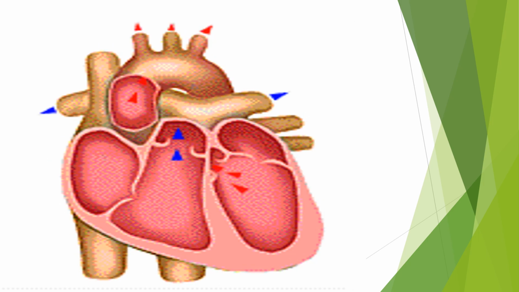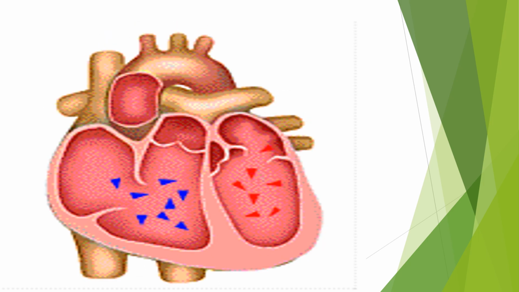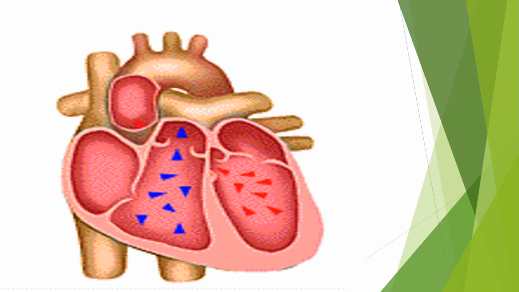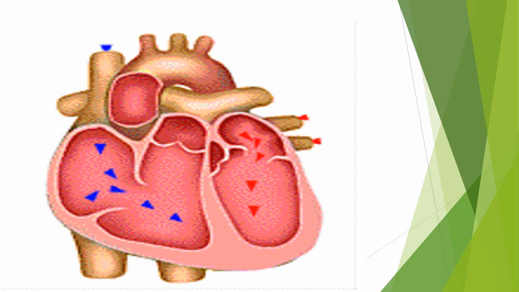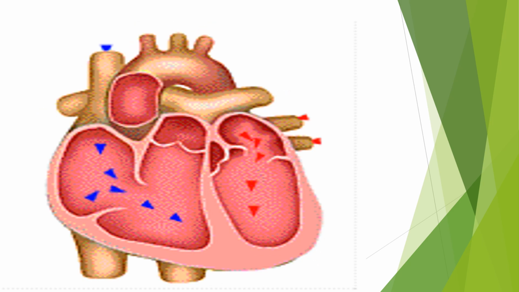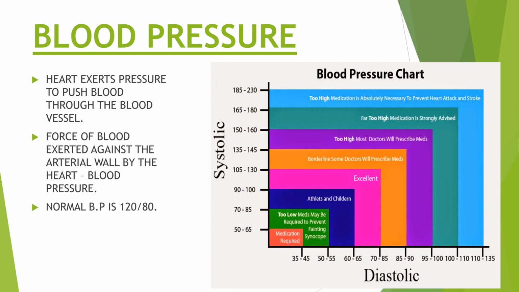The force of blood exerted against the arterial walls of the heart is called the blood pressure. Now it varies from one person to another and has two limits, the upper and the lower. So the blood pressure is the pressure to push blood through the blood vessels. Now the upper limit is known as the systolic and the lower limit is known as the diastolic pressure.